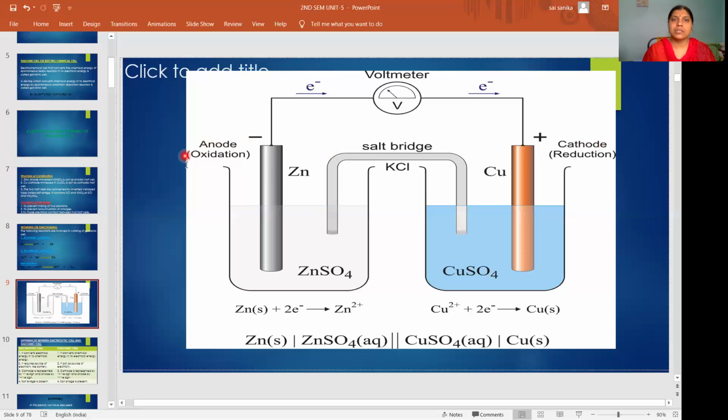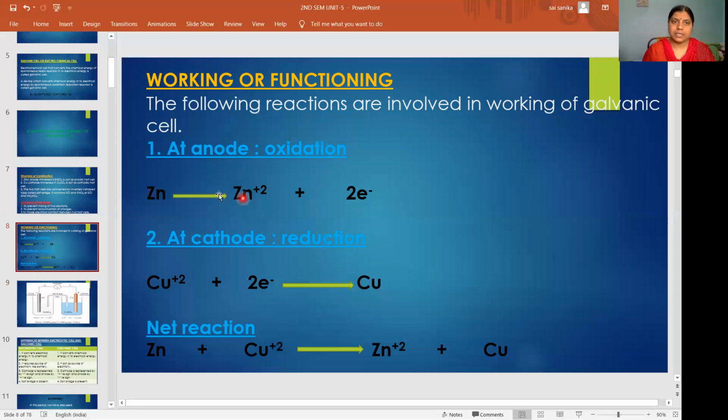What is oxidation? Losing of electrons is called oxidation. Gaining of electrons is called reduction. Here the anode zinc rod itself undergoes oxidation. So these are the reactions here. Zinc gives off two electrons and converts into Zn2+. Whatever ions are formed will go into the solution. Whatever electrons are released will move to the cathode through the external circuit.